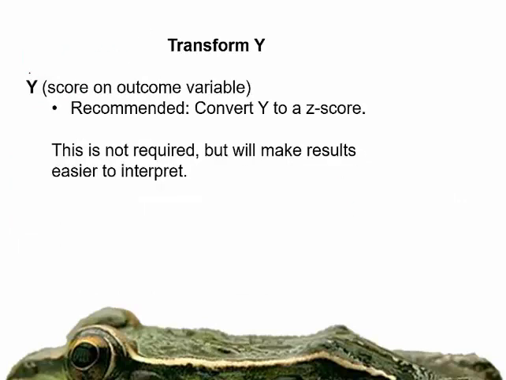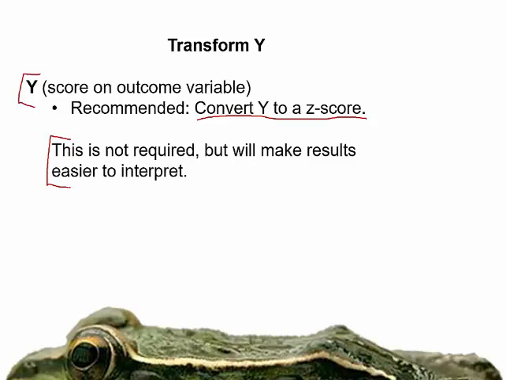And then we have our outcome variable, y, say maybe it's how many mates the frog acquires. At this point, this is actually not essential. The first two transformations I mentioned of the x variable needs to be z-score. That's essential. But the y variable, it's recommended, but not essential. But I just always do this. It makes results so much easier to interpret. So I always convert my y variable to a z-score as well. So it's not required, but it will make results much easier to interpret.